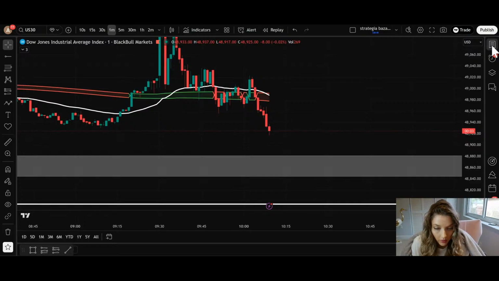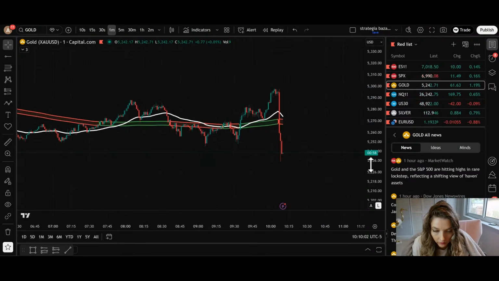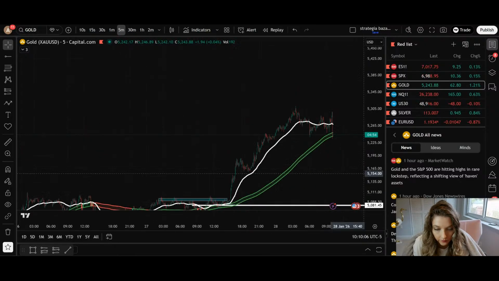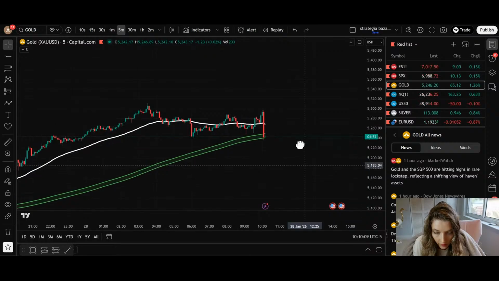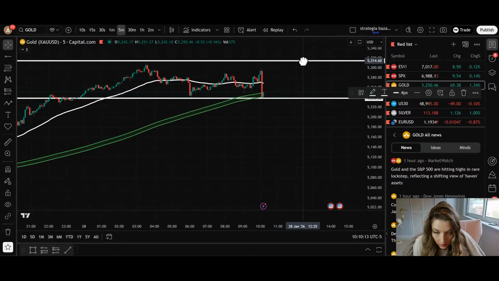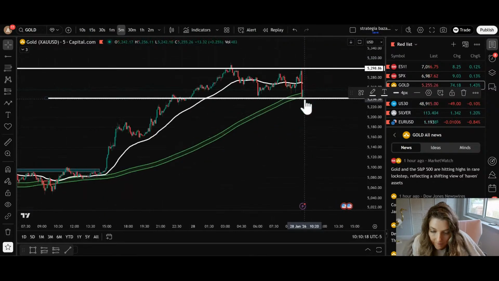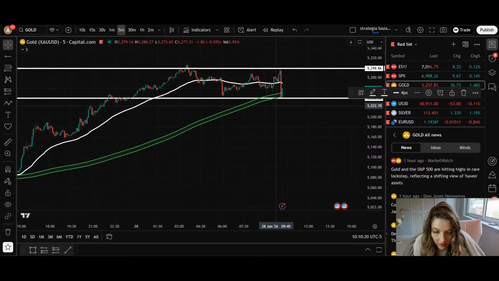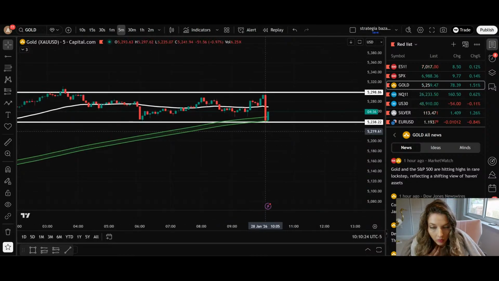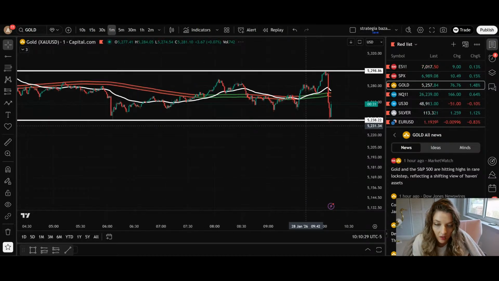Let's see what gold is doing. Gold is dropping too. Okay, I think gold is consolidating around here. If it breaks this, you probably want to go short on gold.